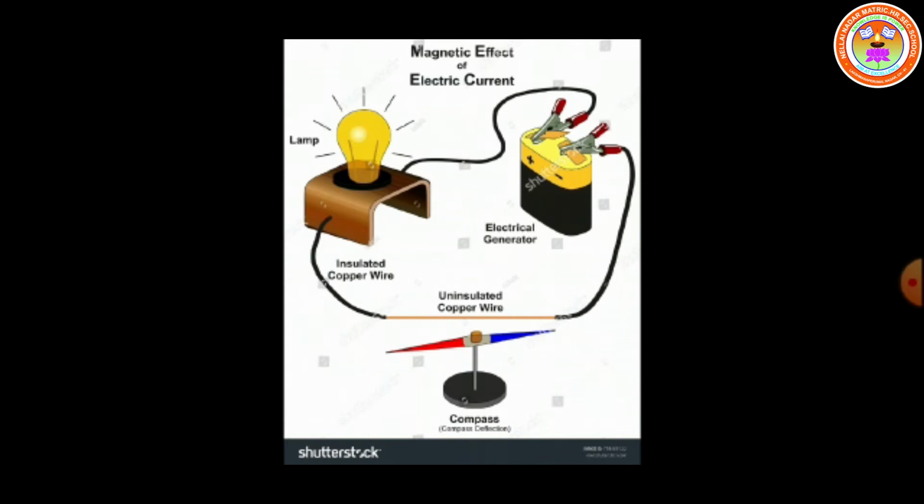With the help of the experiment, he proved that a current carrying conductor produces a magnetic field. Have you understood, students? Magnetic effect of electricity is nothing but a current carrying conductor produces a magnetic field, which was discovered by Hans Christian Ørsted.